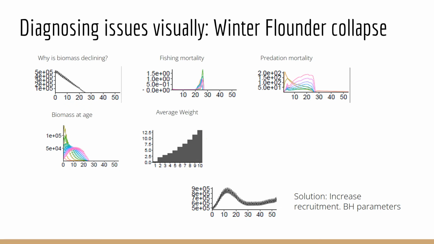So what we did, through somewhat trial and error, is change the parameters of the Beverton-Holt relationship that we have coded, and that is the resulting time series that comes out of the change. Looks a lot better.